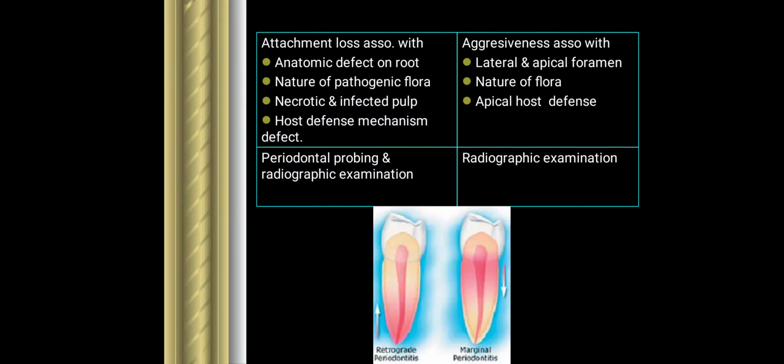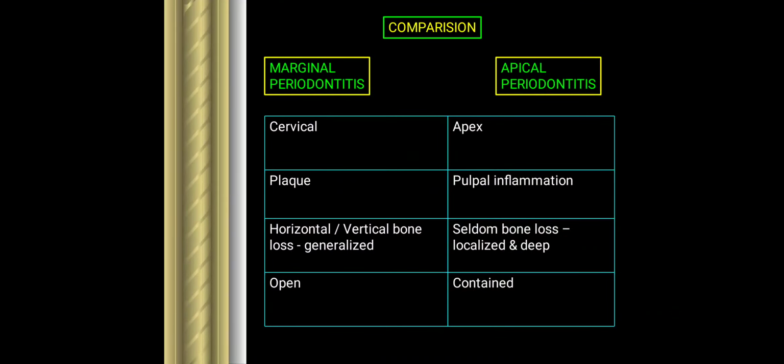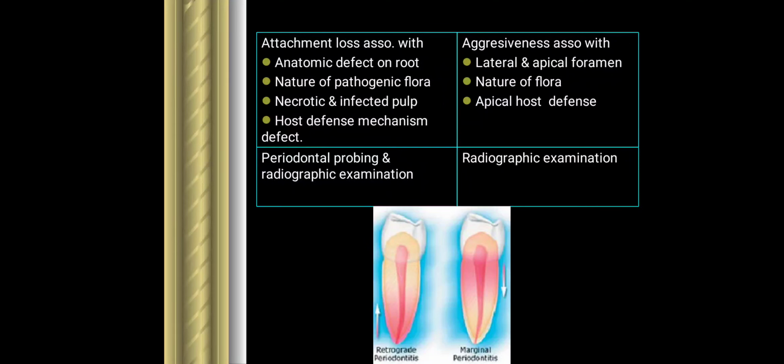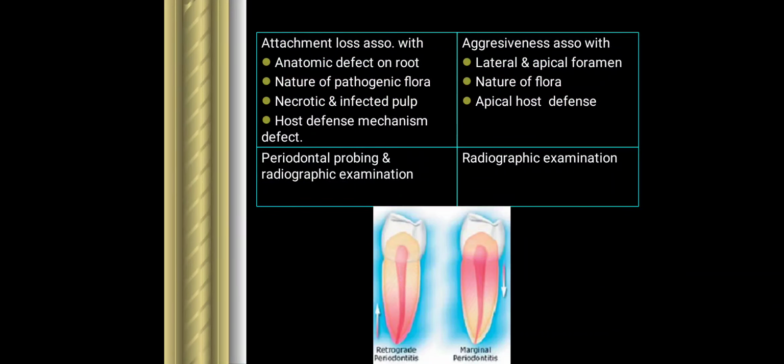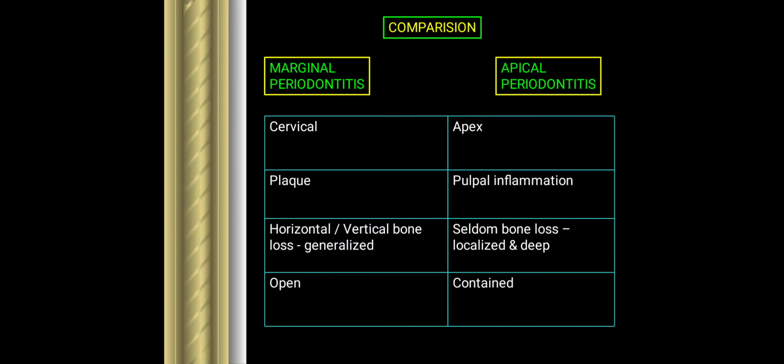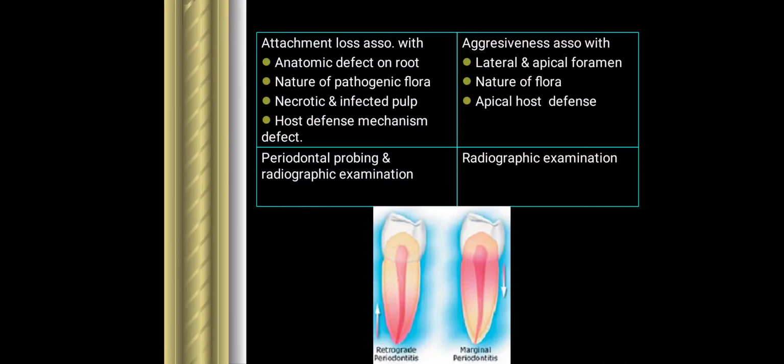In marginal periodontitis, attachment loss is associated with anatomic defect on the root, nature of pathogenic flora, necrotic and infected pulp, and host defense mechanism defect. But in apical periodontitis, aggressiveness is associated with lateral and apical foramen, nature of the flora, and apical host defense. In marginal periodontitis, periodontal probing and radiographic examination are required, but apical periodontitis can be diagnosed with radiographic examination only.